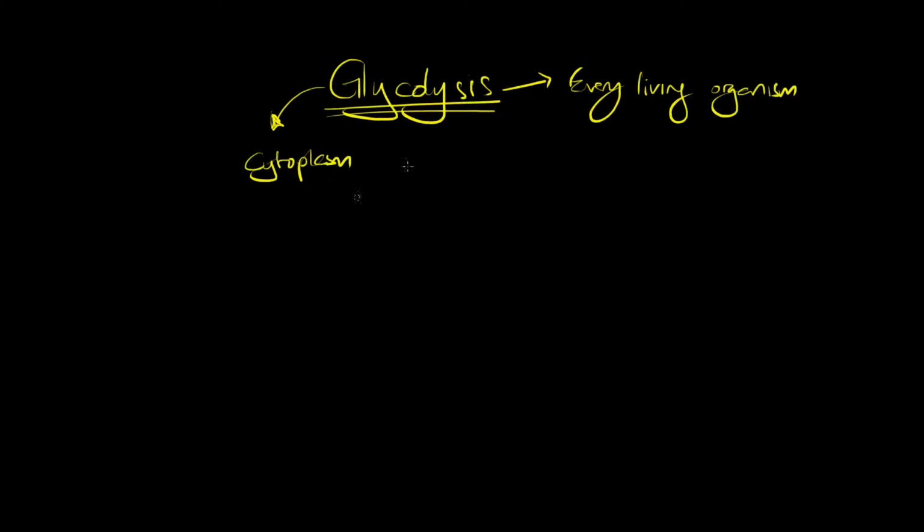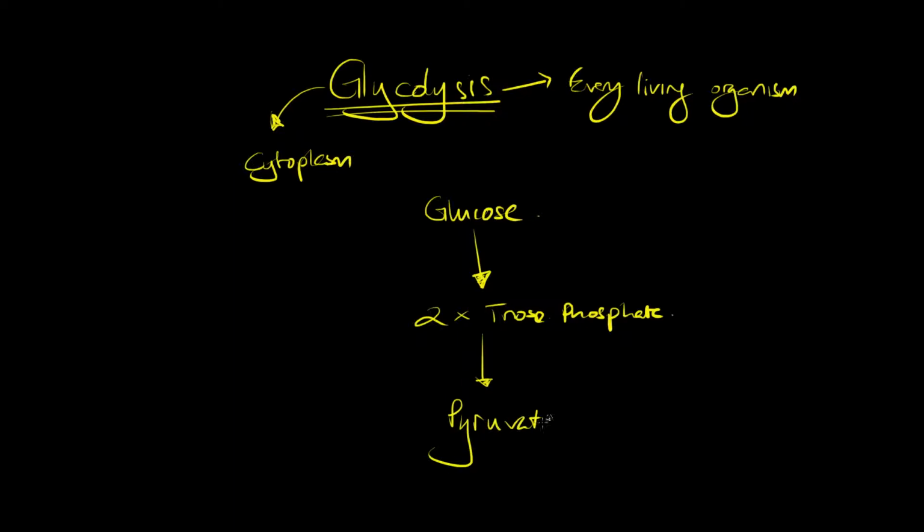And essentially, the process of glycolysis involves the breakdown of glucose, okay, into two molecules of triose phosphate and then again into another type of molecule called pyruvic acid or pyruvate. And you get two times that, right? The way that this works is you have a glucose molecule which has 6 carbon atoms, right? Glucose molecule has 6 carbon atoms.